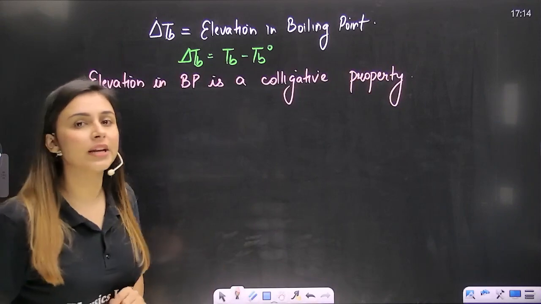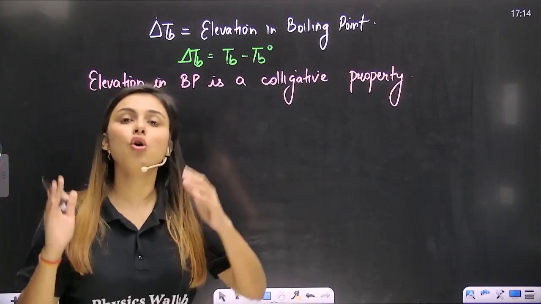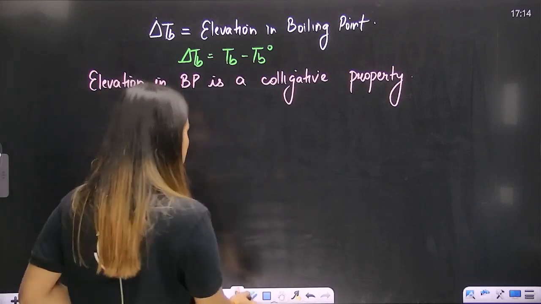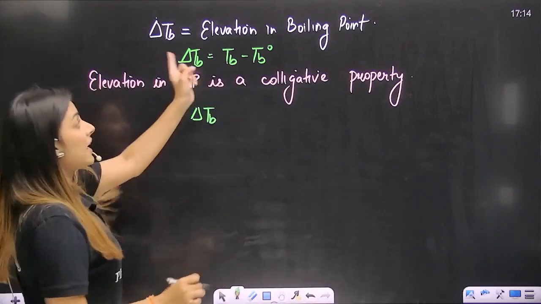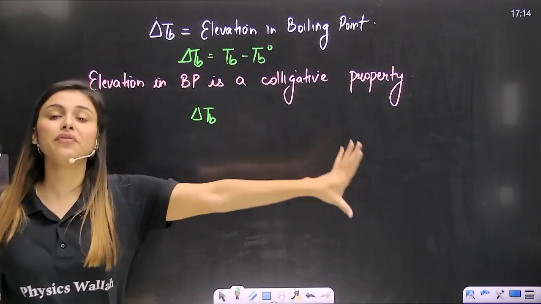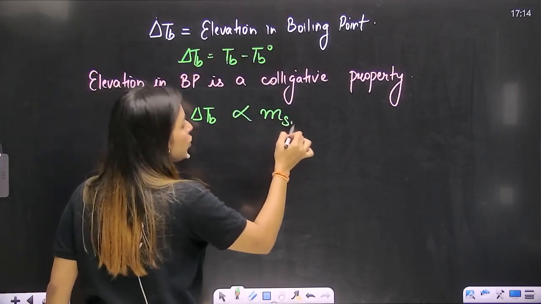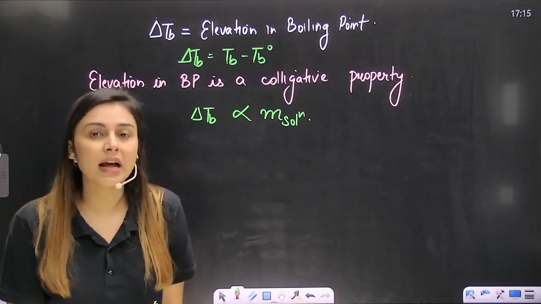Now I want to tell you, the more the concentration of the solution, the more will be the difference in the boiling points. And that is the reason it is said that delta TB, that is your elevation in boiling point, that is the difference in the boiling points, will be directly proportional to the molality of the solution.